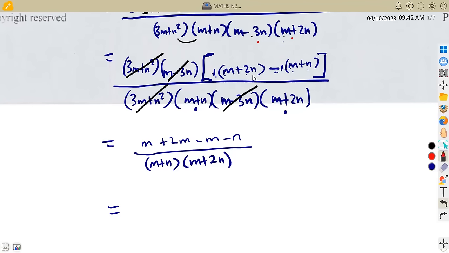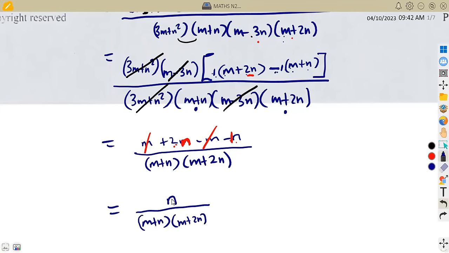All right, this is 2n here. So we are going to have m minus m canceling each other, then 2n minus n, this is the same as 1n. So 2 minus 1, that's 1n, which is n, everything over m plus n into m plus 2n.